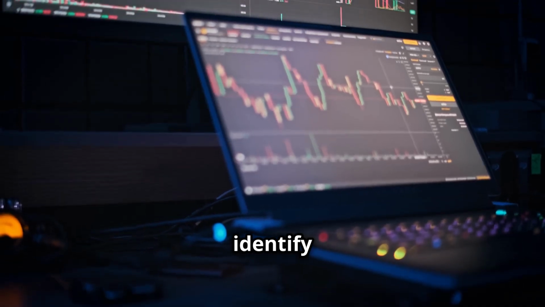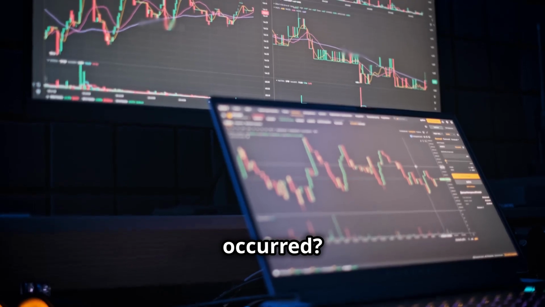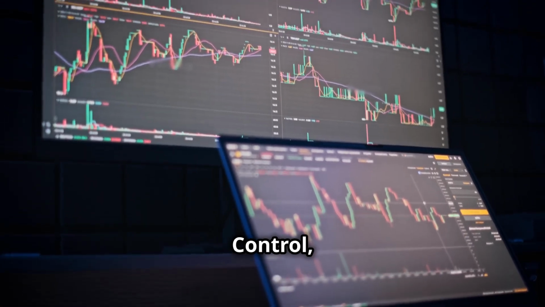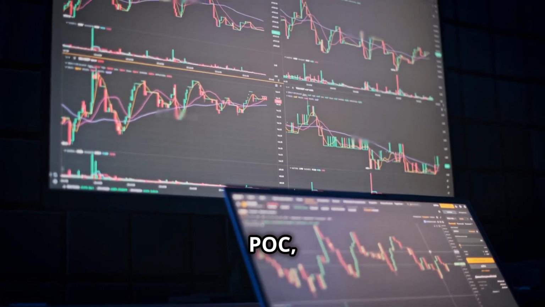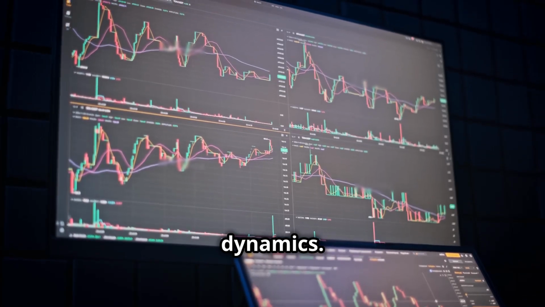What if you could identify the price level where the most trading activity occurred? That's the point of control, or POC, a powerful tool for understanding market dynamics.